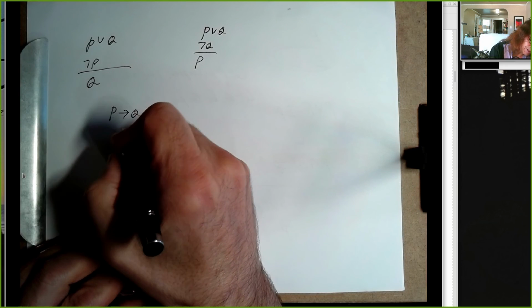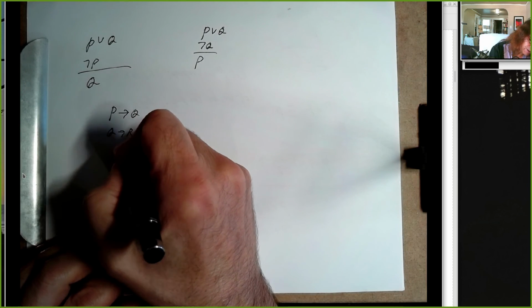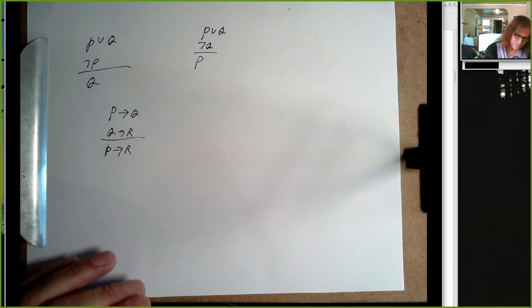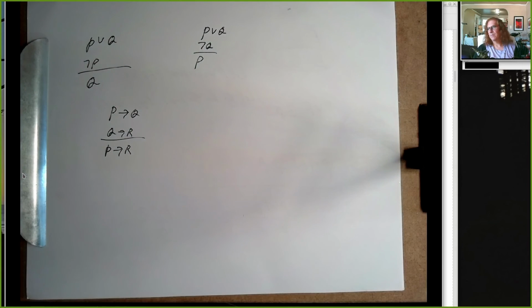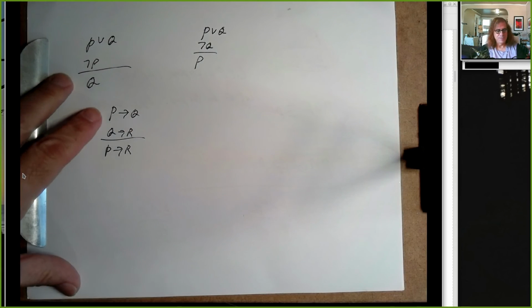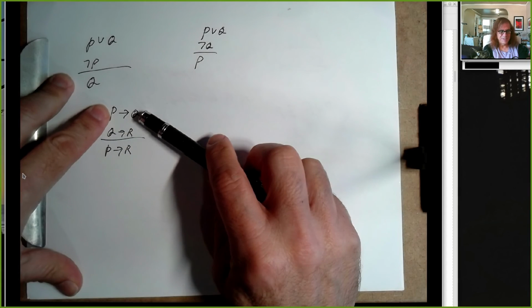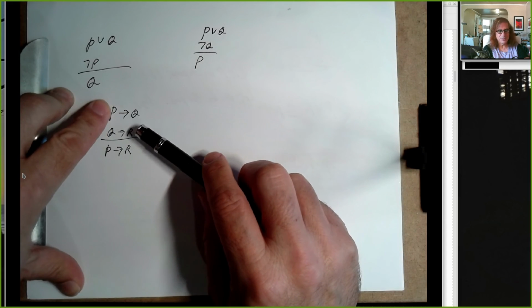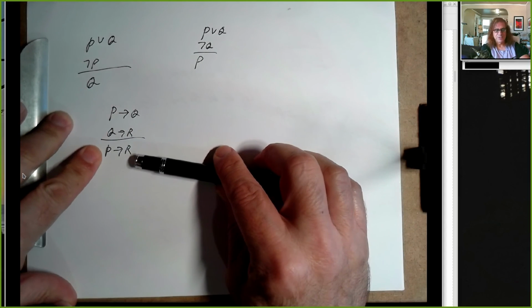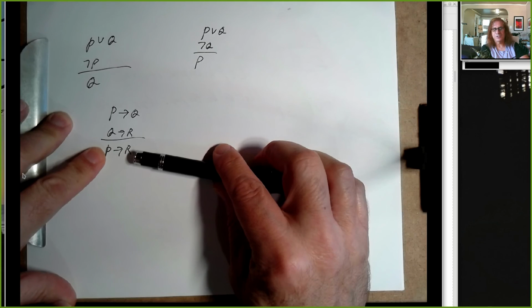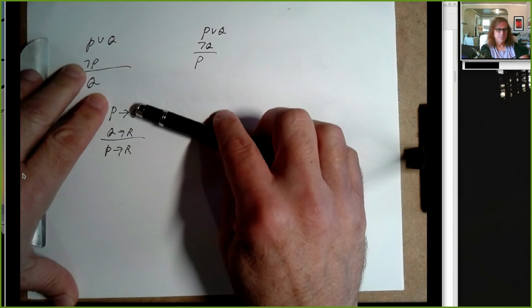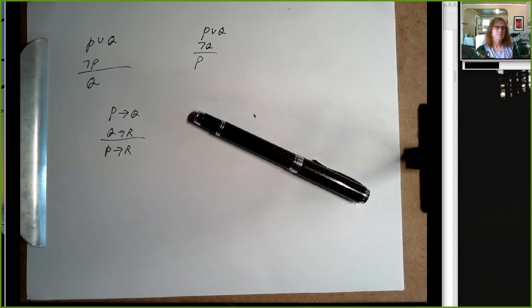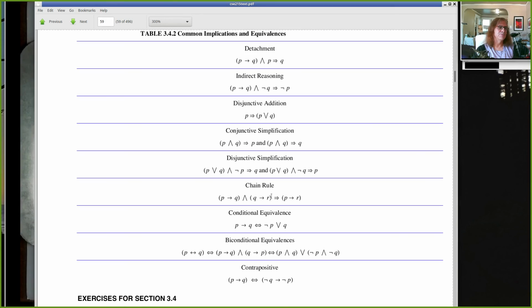All right, chain rule is really handy and usually pretty obvious. Given that P implies Q and Q implies R, then we can conclude P implies R. And why is that? Well, if P implies Q, then if P is true, Q is true, and if Q is true, R is true. So if P is true, R is true. Well, that's what this conclusion says. If P is true, then R is true. So you can work your way through. So good old chain rule works for us.